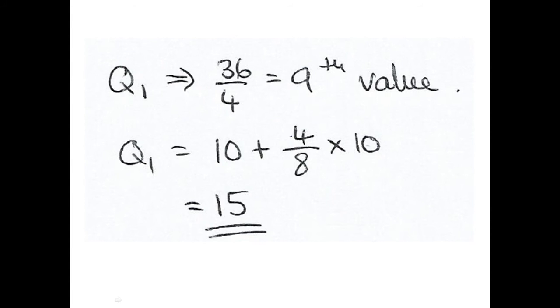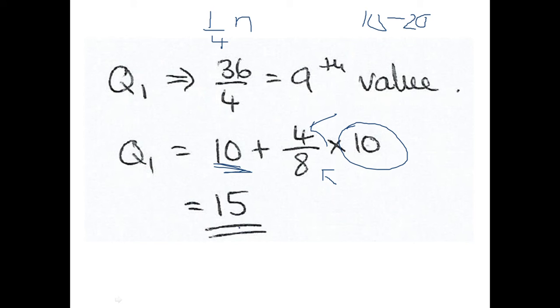So for Q1, we know that we need to find a quarter of n, and in this case a quarter of 36 is 9, so the 9th value, and that was 4 values up in the class that goes from 10 to 20. And it's 4 values out of 8. So our 4 out of 8 is here, and the class width is 10, and we're going up from the 10th value, so we get 15.